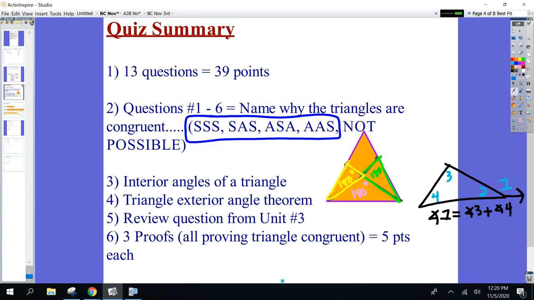So be ready to set up an equation, solve it for X, and maybe even plug it in. Be disciplined, right? Just because you find X doesn't mean you circle it and you move on. Might need a little more than that.